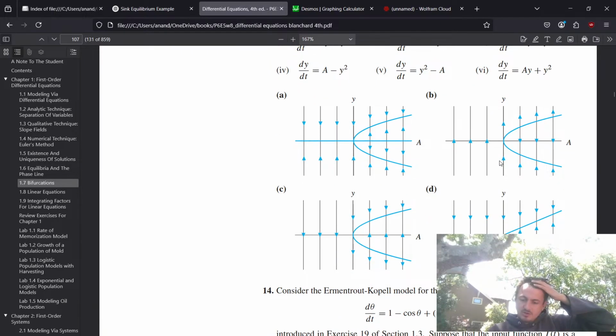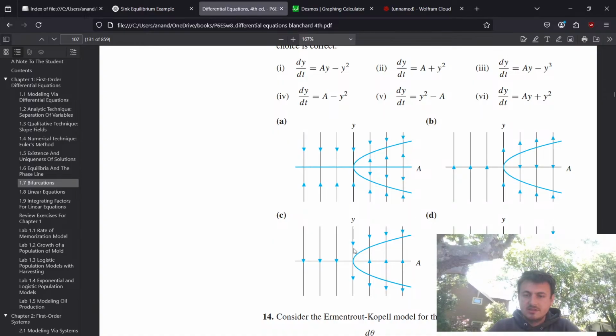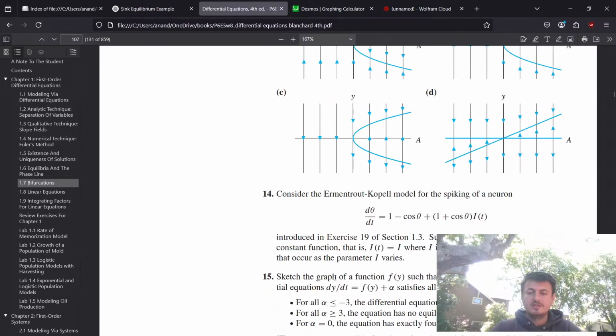So did we get them all? No, wait. What did C look like? Did we get any C? Oh, no, wait. 4 is C. Yeah, 4 is C. All right, so that's my answers. All right, we did that one.